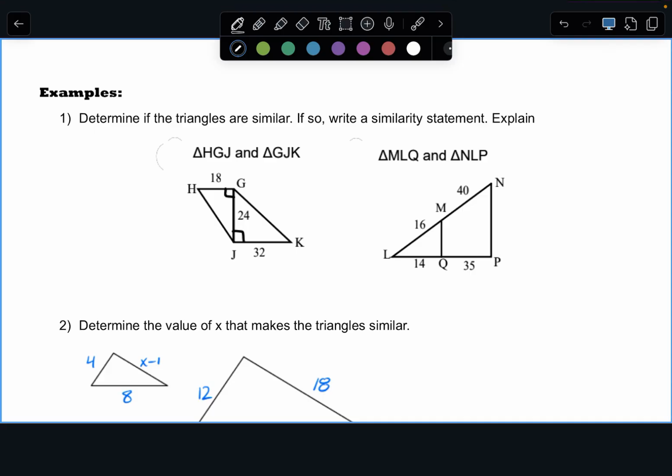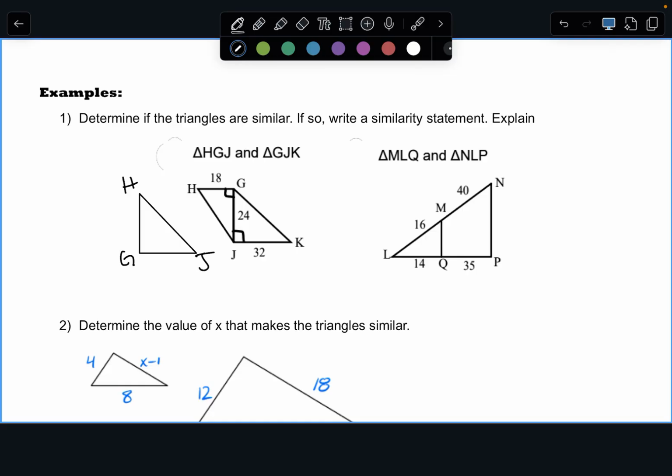Okay. This says determine if the triangles are similar. Again, great examples to put on your cheat sheet. Step 1, figure out what we have. Actually, before I get to step 1, I'm going to orient these triangles so they match up nicely. I'm going to take this triangle on the left and flip it upside down just so I can easily match it with GJK. I'm just going to redraw it and relabel it.